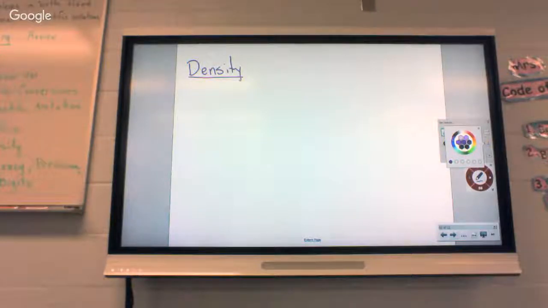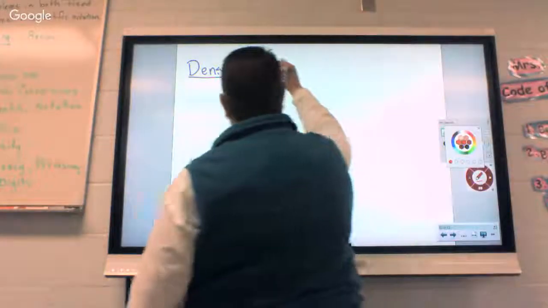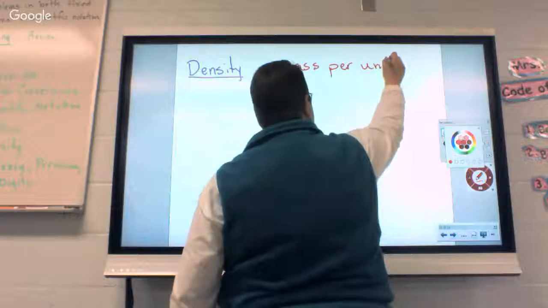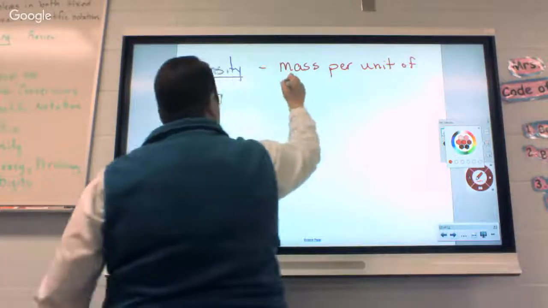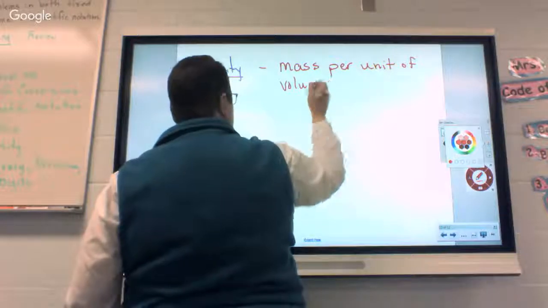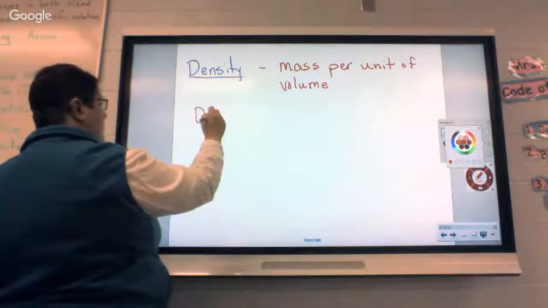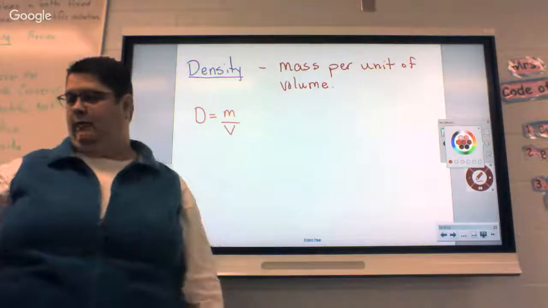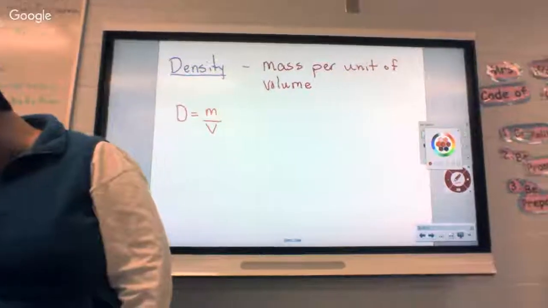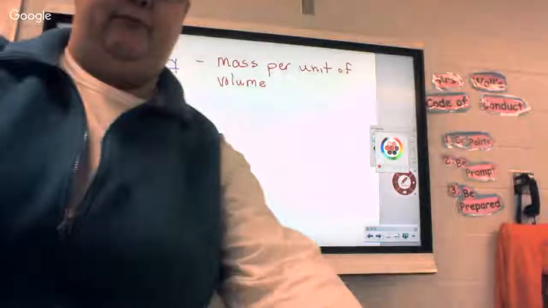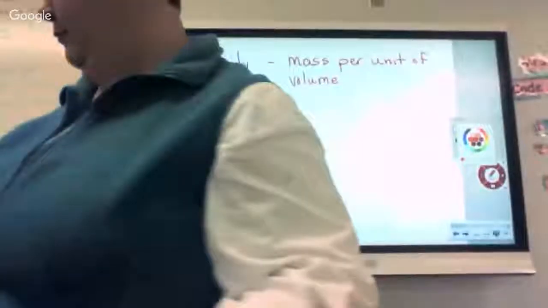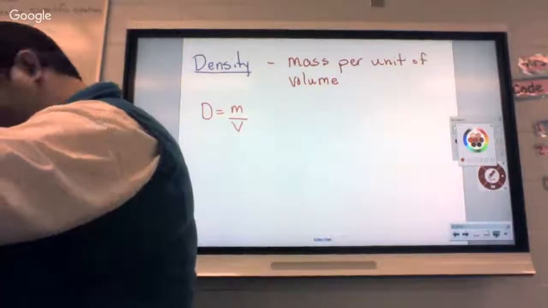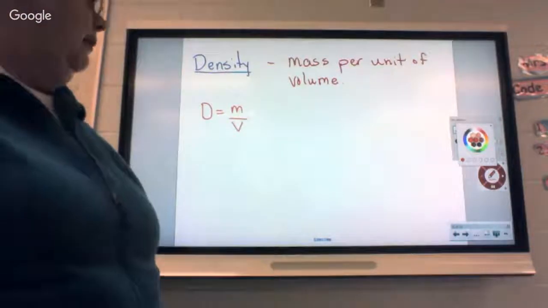Correct. Okay. So, density is defined as mass per unit of volume. It is D equals M over V. That's the basics everybody should remember. Everybody in the room should have that.